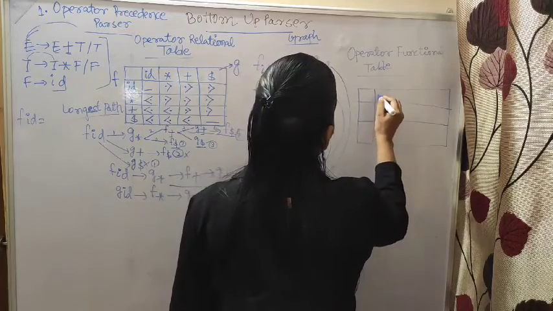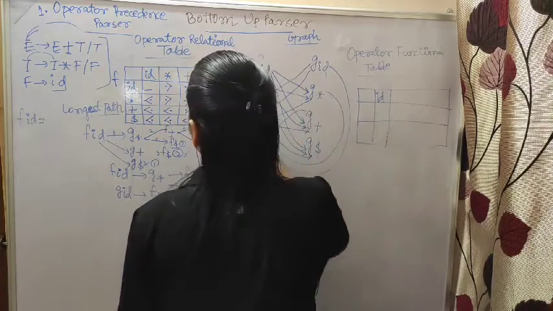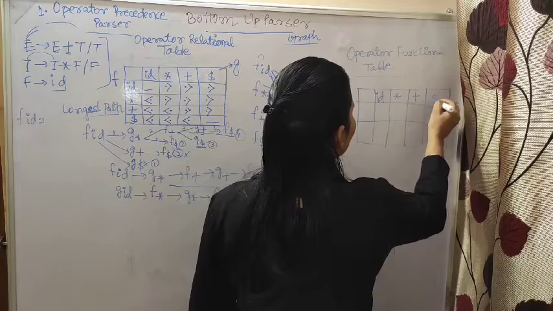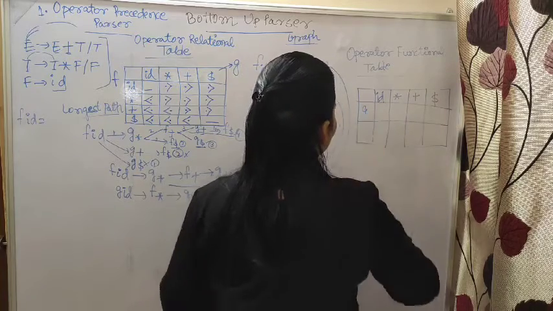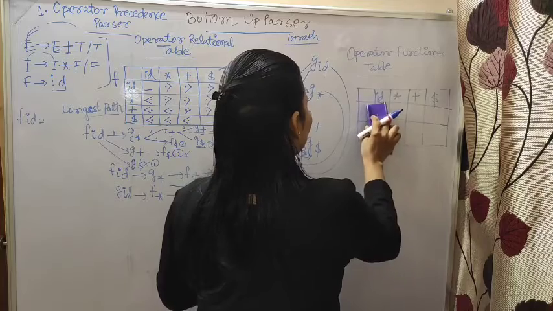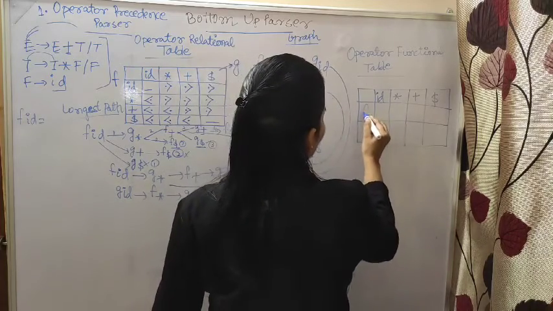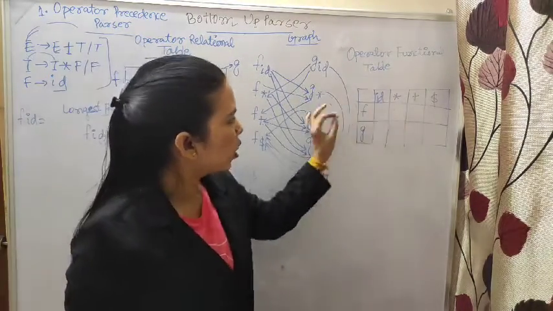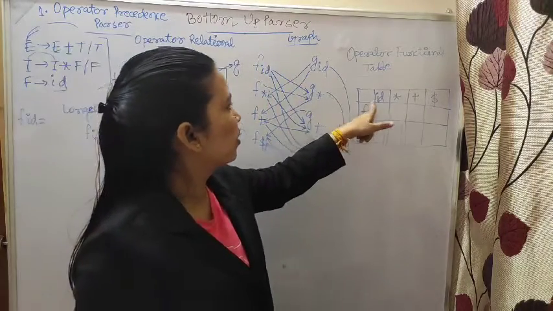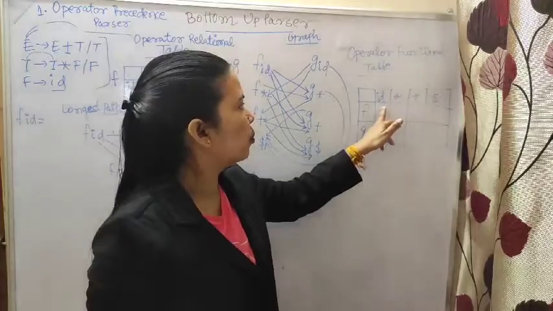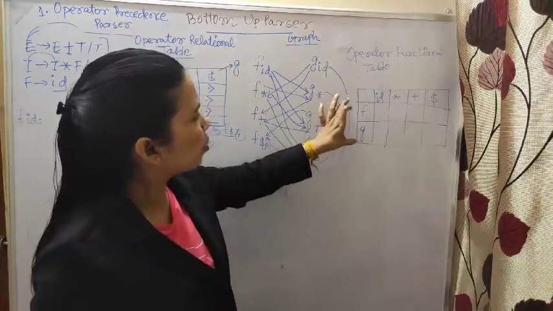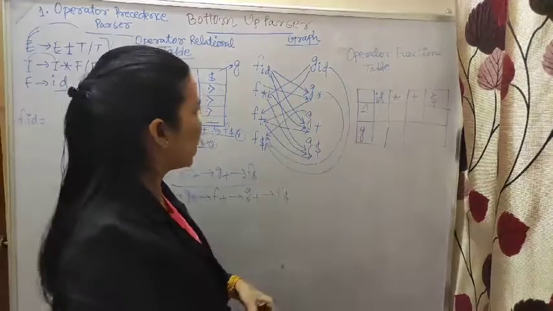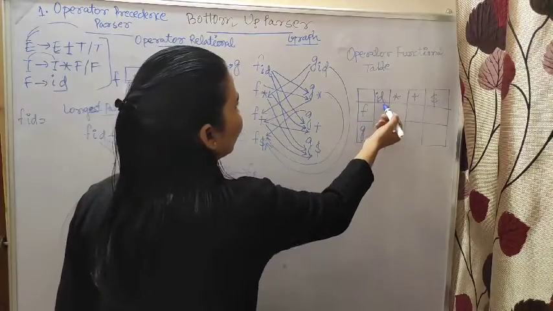One is ID, then star, plus, and then dollar, and in this place we will write only the graph names F and G. Column names are the operator names ID, star, plus, dollar, and row names are F and G because we are using two things today, F and G. Now we will fill it up here.